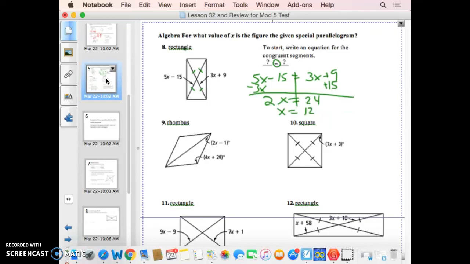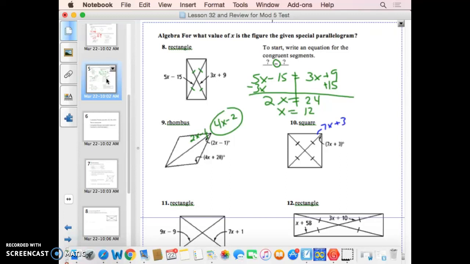Okay, be careful with number 9. Please remember this whole angle. You have to add in another 2x. So this whole angle here is actually 4x minus 2 for the whole angle. Just wanted to bring that to your attention. And same over here. If this angle is 7x plus 3, this one's also 7x plus 3.